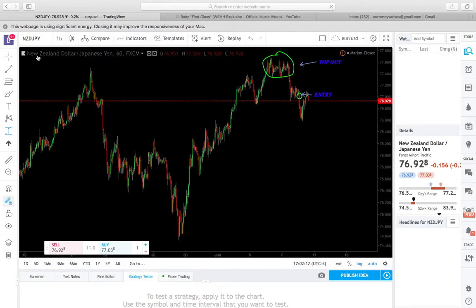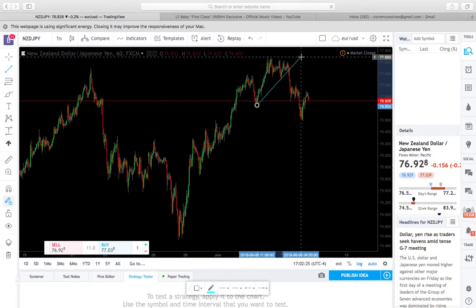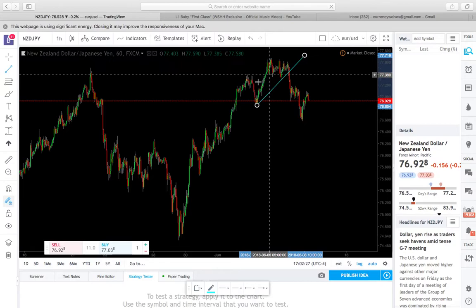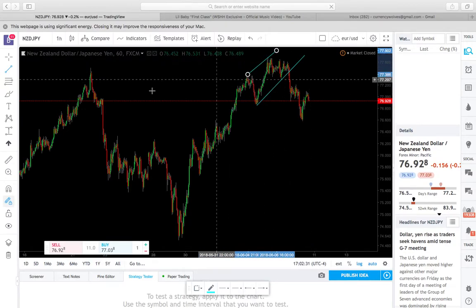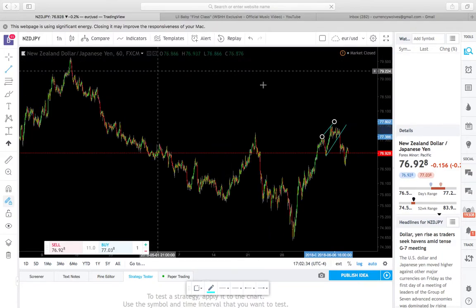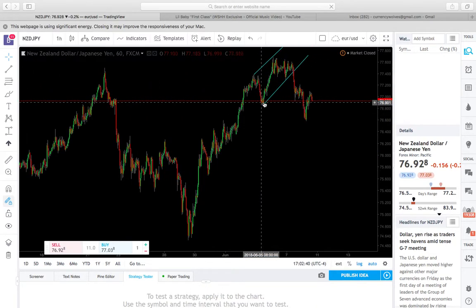Let me go to another currency pair. And pretty much where I sold at, right? I sold on the New Zealand Japanese yen pair. I'm gonna go ahead and draw that pattern out for you guys. All right, so let me see if I can go ahead and draw that a little bit longer, that top trend line. Perfect.